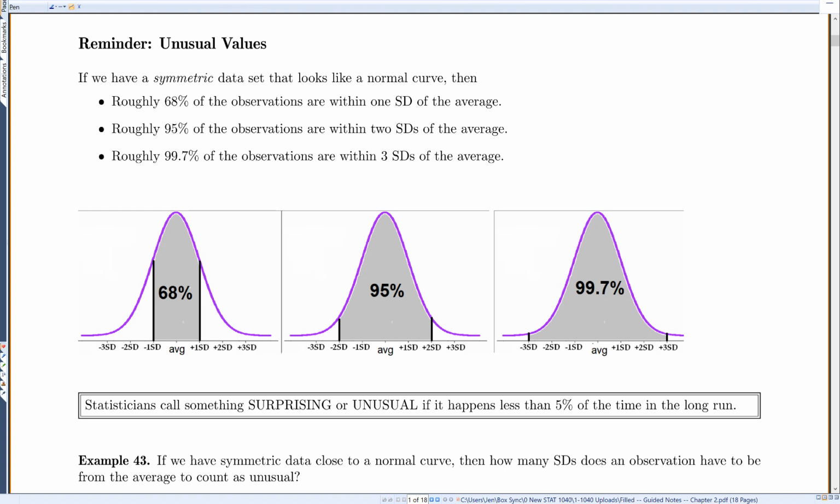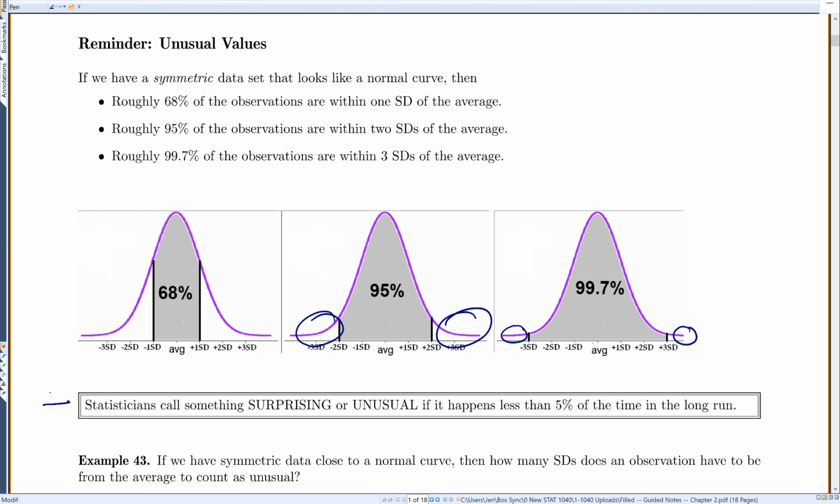What this means then is if we get something that's out in the tails, past 2 standard deviations away this way or 2 standard deviations away that way, we're going to say, oh, that only happens about 5% of the time, and to us that's surprising. And if you get something more than 3 standard deviations away, that only happens like 0.3% of the time, so that would be really, really surprising.